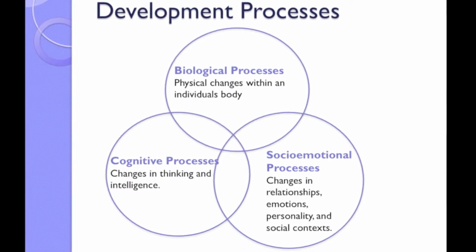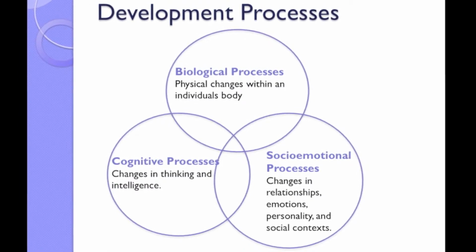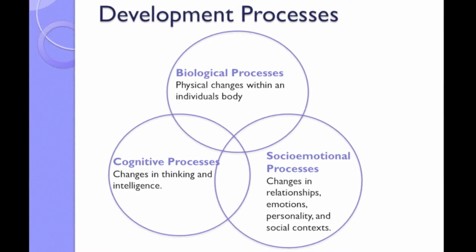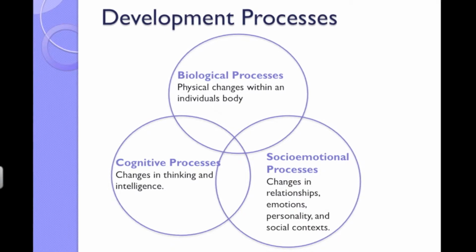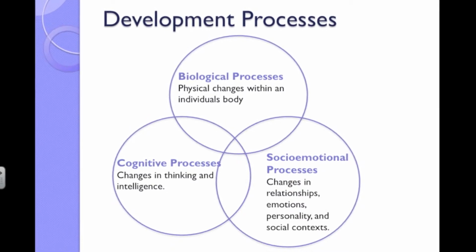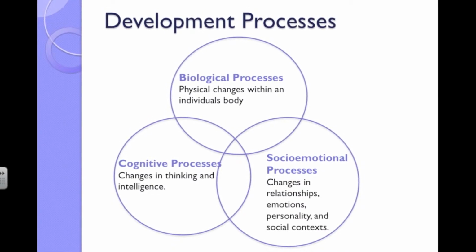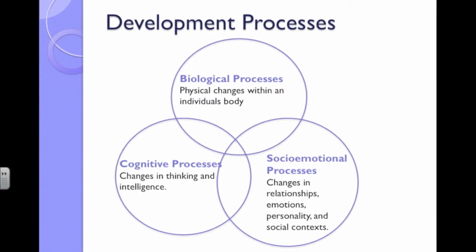Biological processes are those physical changes within an individual's body. Cognitive processes are defined as changes in thinking and intelligence. Socio-emotional processes include changes in relationships, emotions, personality, and social contexts.